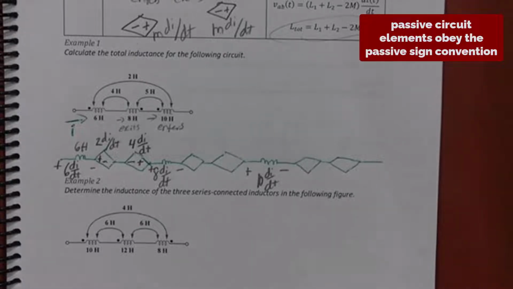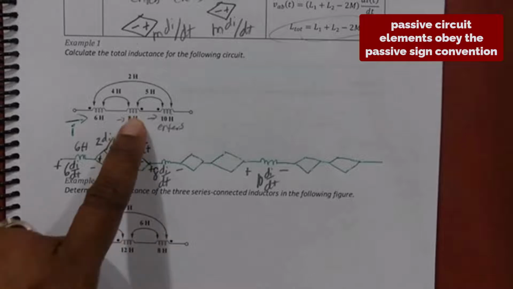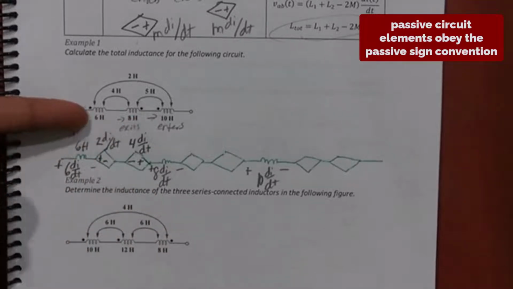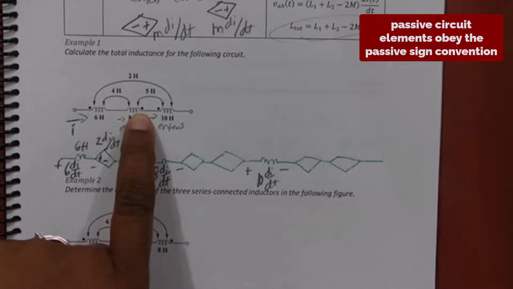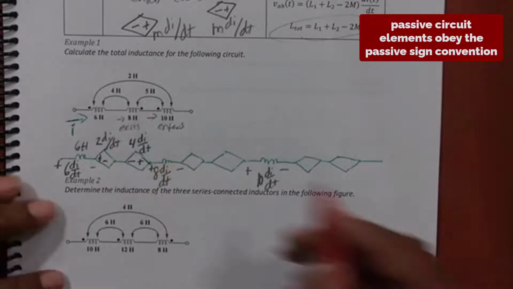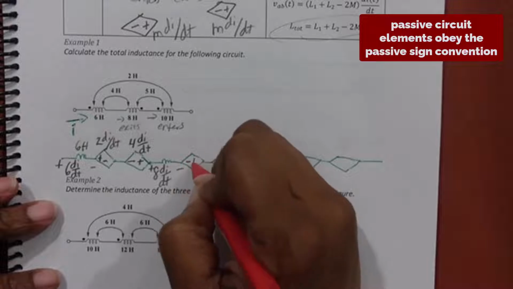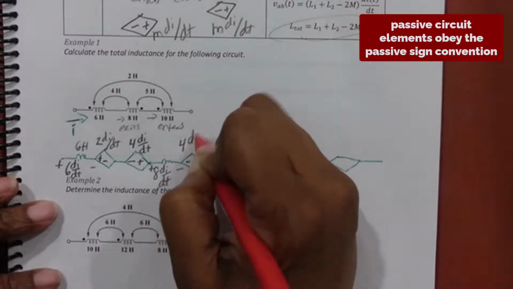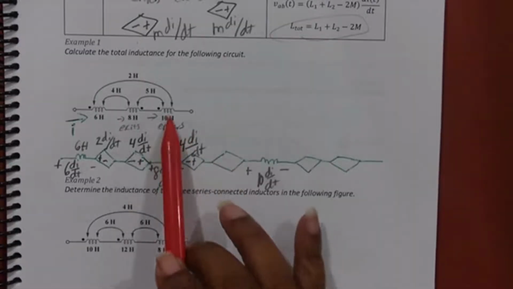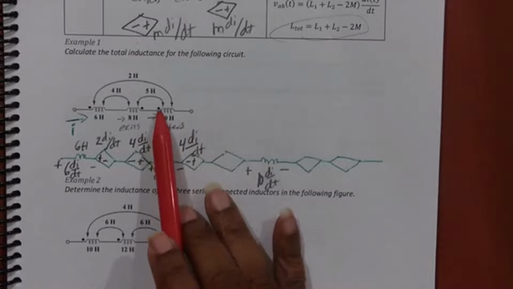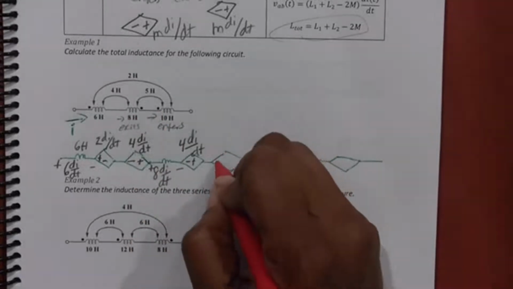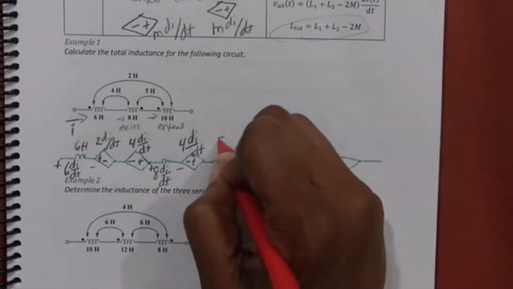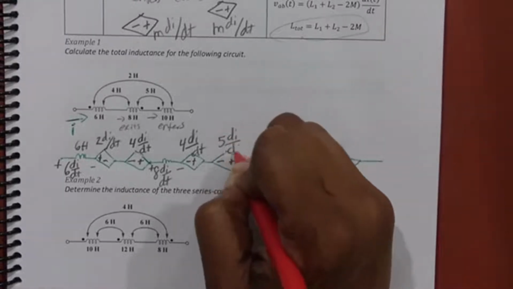Now going back to the 8 Henry, the voltage induced from the 6, current goes in at the dot, so it should be positive at the dot. So that's going to be minus on the left, plus on the right, 4 di/dt. I want to find the induced voltage from the 10 Henry. The current enters, so it's going to be positive at the dot on the 8 Henry. So that is also negative on the left, positive on the right, 5 di/dt.